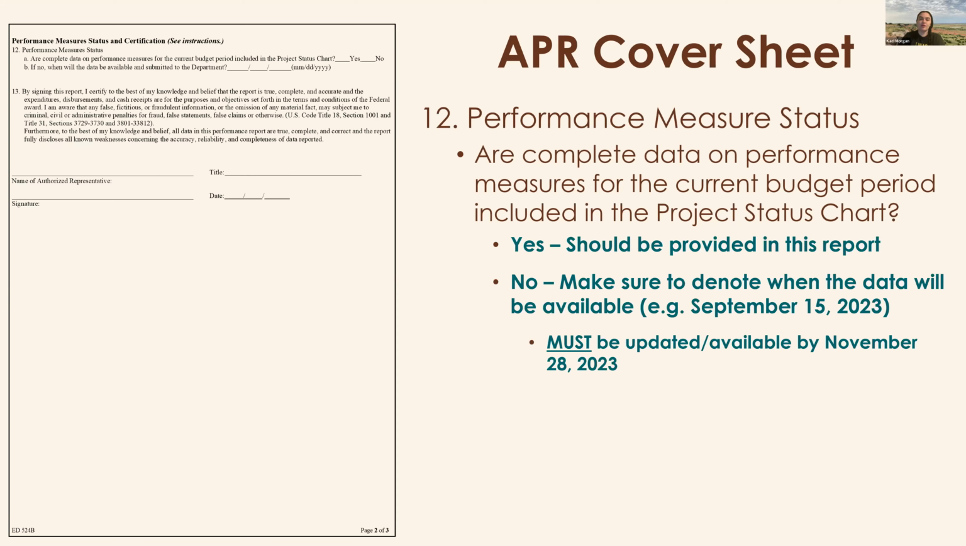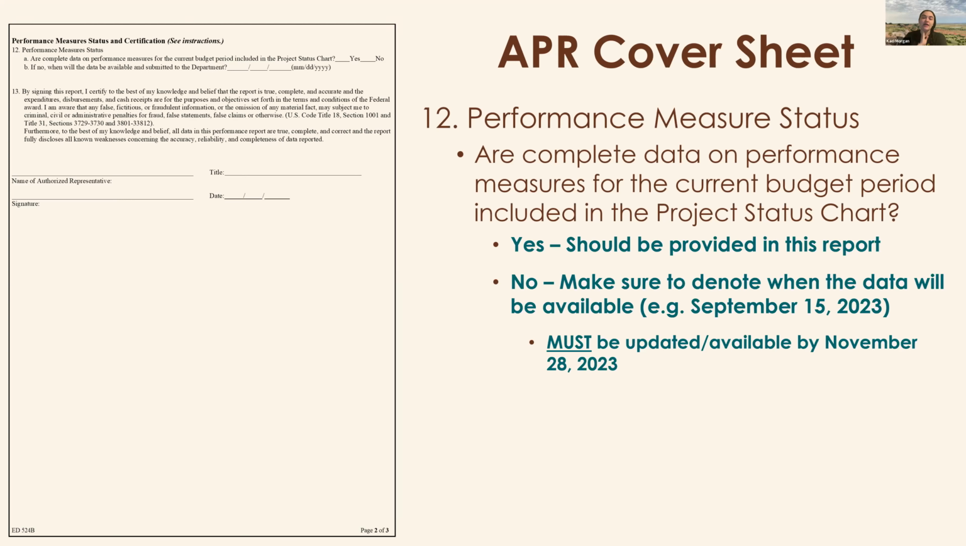And then we have the last couple of items on the cover sheet. So that back page, or that second page, on 12, you have performance measure status. That's really asking you if the complete data on your performance measures for the current budget period is included in your project status chart. So is complete data provided and included in the section A part of the report? Your answer is going to depend on the data that you have available, and if you had all of that data prior to April 30th, or if there's still some data that you'll be getting between now and the APR update.